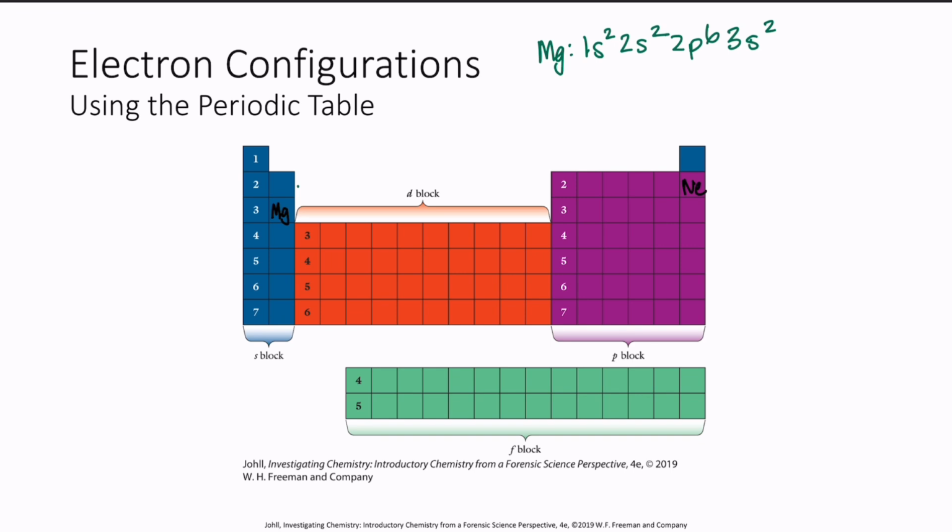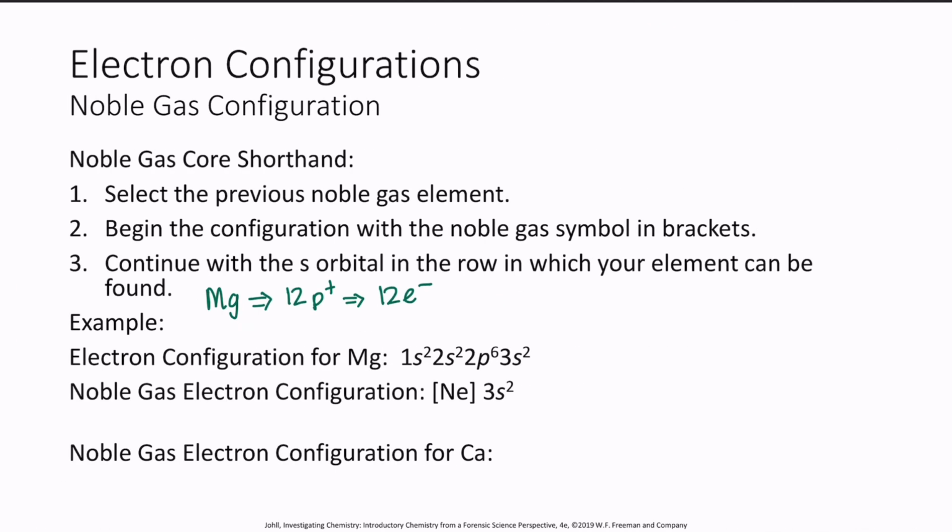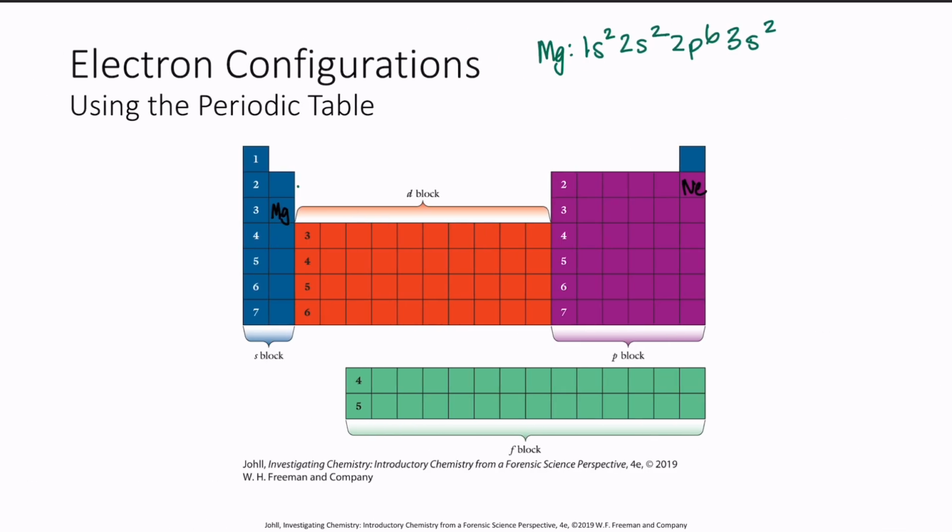Now, sometimes that can take a while to write out, so we can use the noble gas shortcut. So neon was the noble gas that we can use. Remember the rule. Select the previous noble gas element. So I have to select a noble gas that has fewer electrons than what it is I'm trying to do the electron configuration for. So I'll write that in my brackets.